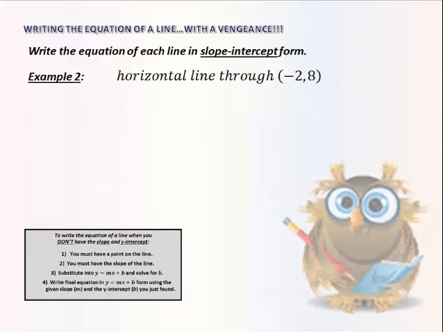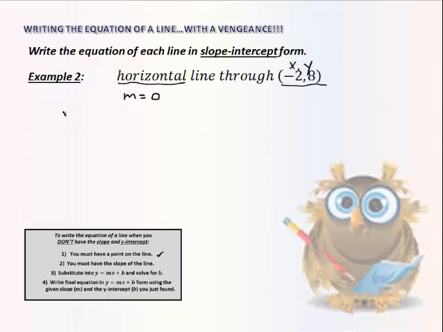Alright, in our second equation here, let's go through our steps. First, we have to have a point on the line, and I do have a point on the line. It goes through negative 2, 8, so that's our x and our y. And then it says we have to have the slope. Well, I don't have the slope of the line, but it tells me that the line is horizontal. And if you remember, any horizontal line has a slope of 0. Hopefully you remembered that.